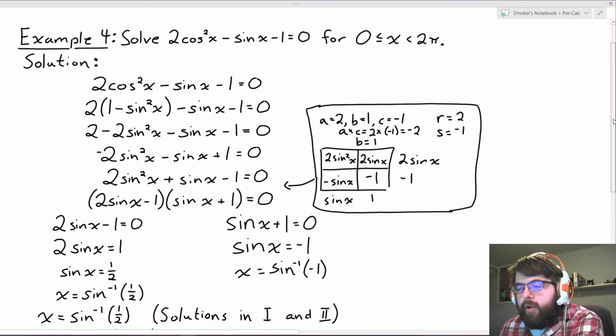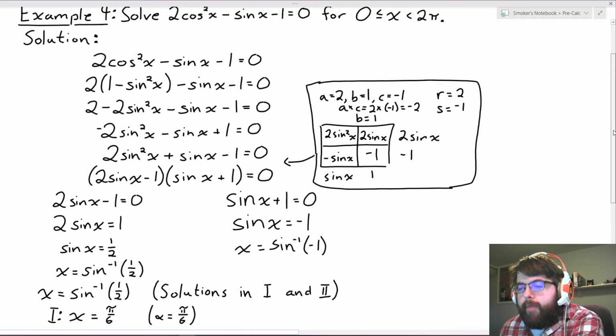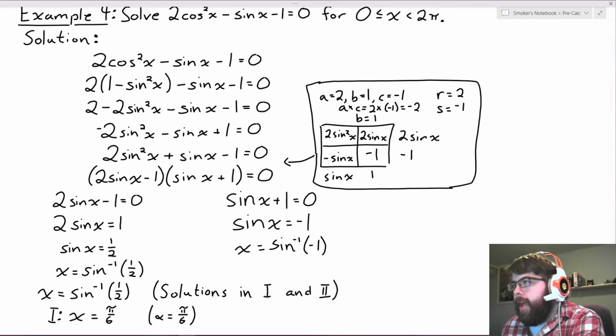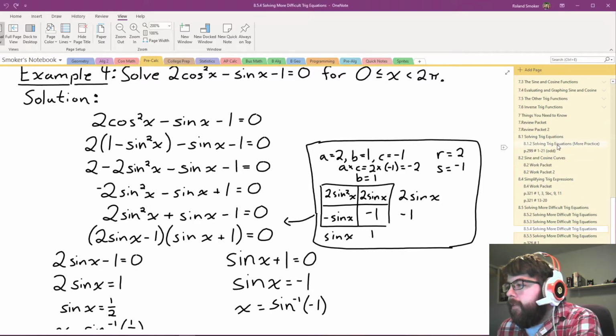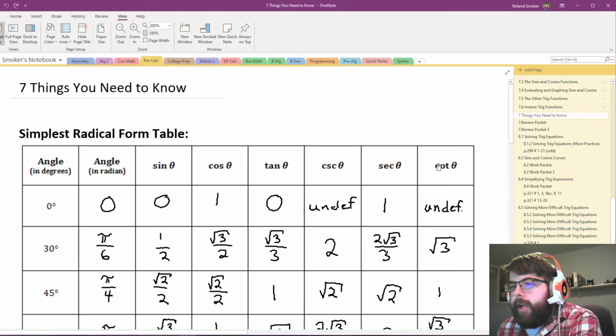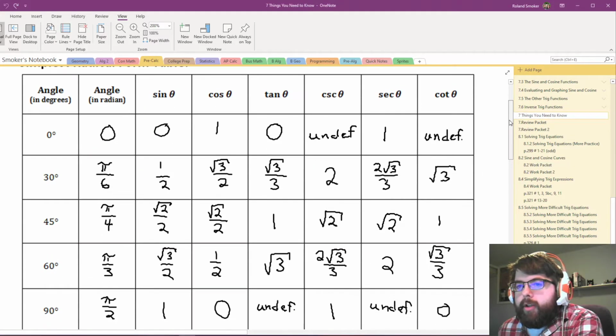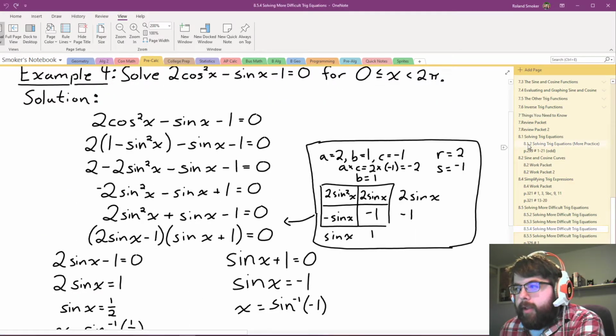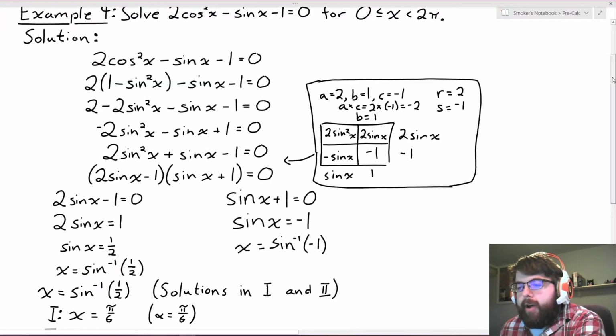Solutions for sine positive are in quadrants 1 and 2. I'm actually going to do this with exact numbers because 1/2 shows up on the chart that you should have memorized a while ago. Let's see if I can find it here. This chart here, remember this chart? Okay, sine 1/2 is pi over 6. That's where I'm getting the pi over 6, and I'm getting it exactly because I want to be a pro here. Now, in the actual problem, it would be okay if you did it approximately.